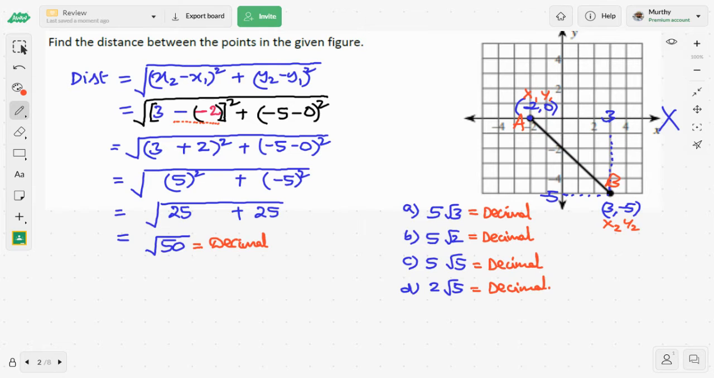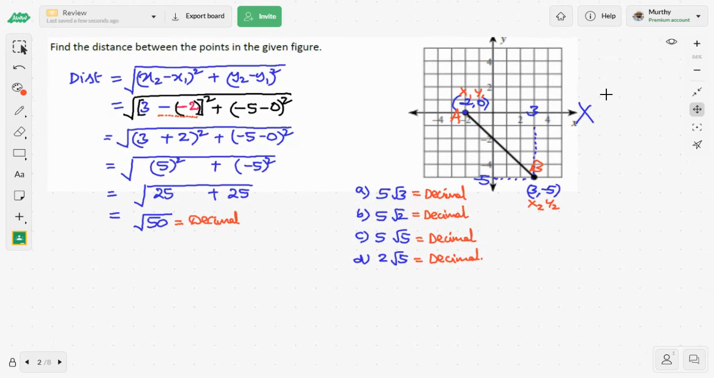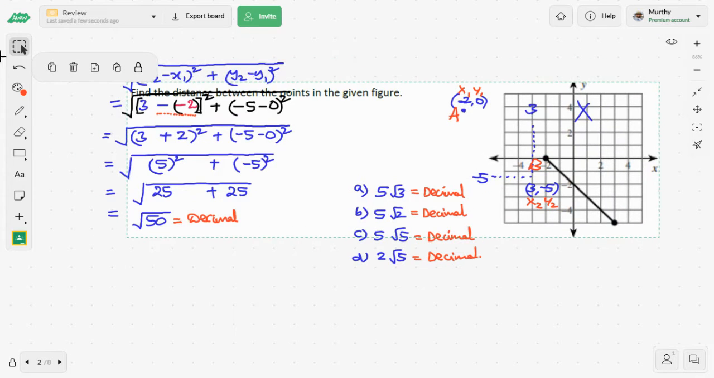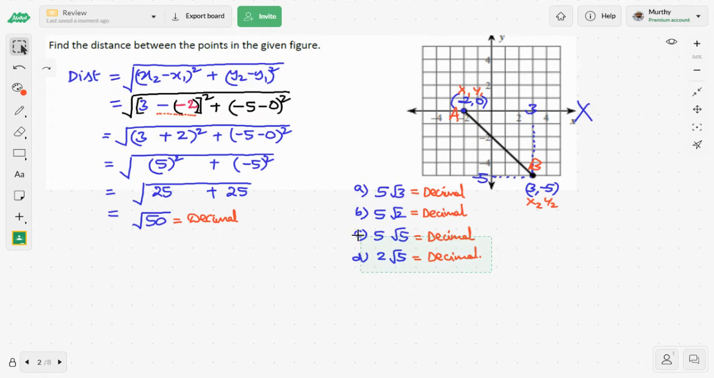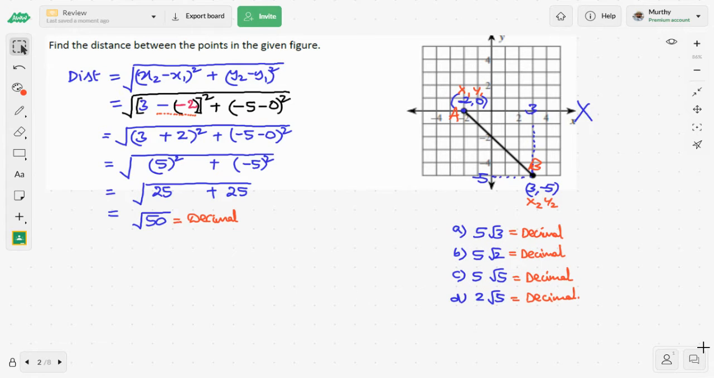Or else, if you want to go beyond this and compute, I know some of you can compute and some of you may be having a tough time. So what I'll do is, let me move this part. Oops, my apologies. Yes, let me move this a little down. Okay, and I'll show how to simplify further the value of square root of 50.